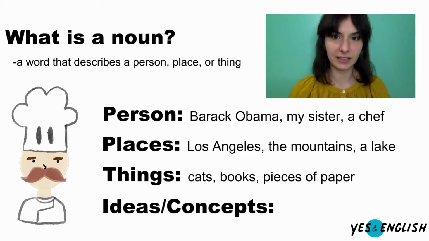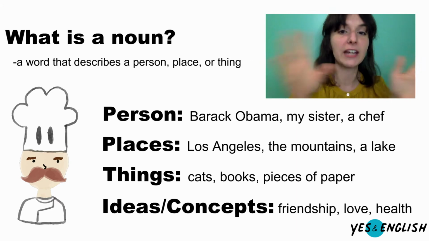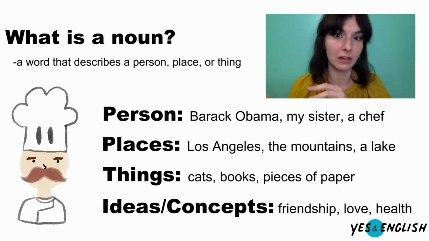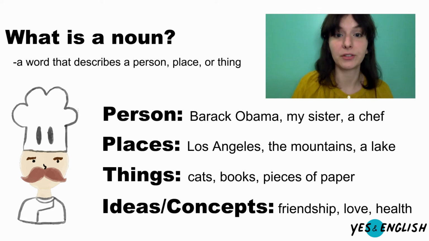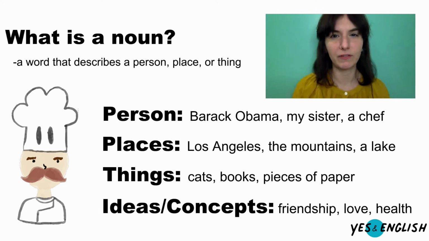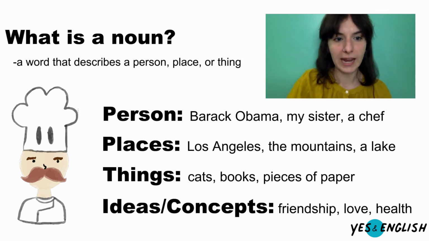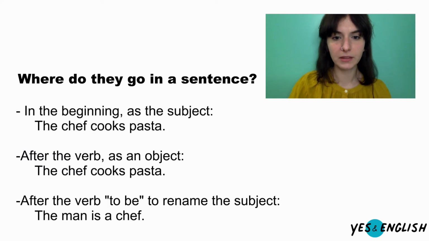These are things. Nouns can also be ideas or concepts or feelings. So it's not necessarily something that you can see or touch all the time. A noun could be something like friendship or love or health. Those are all nouns. They're all ideas and they're all concepts, even though we can't physically touch or see those things.